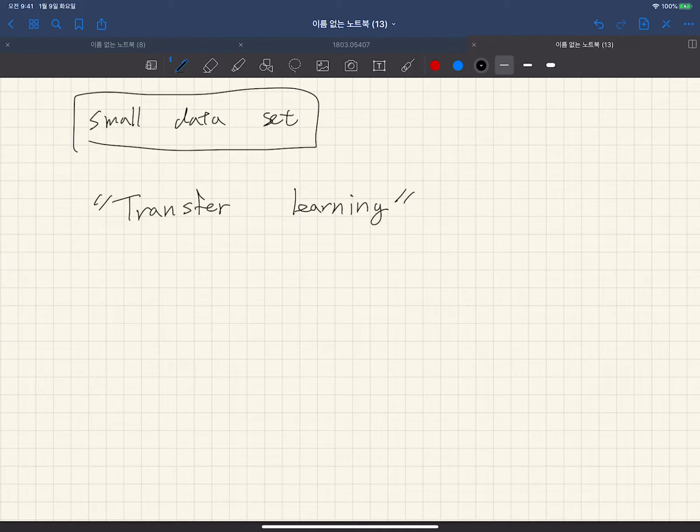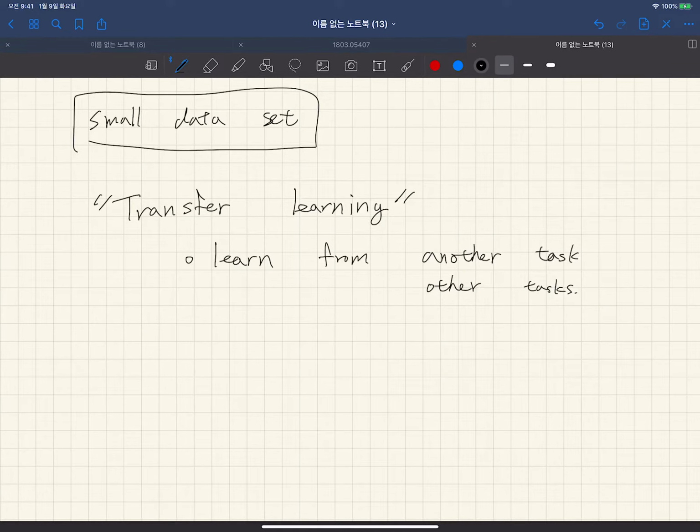What is transfer learning? Learn from another task, or other tasks. So basically, in real life, there are a bunch of different tasks, and each task is not totally independent. There is some correlation.